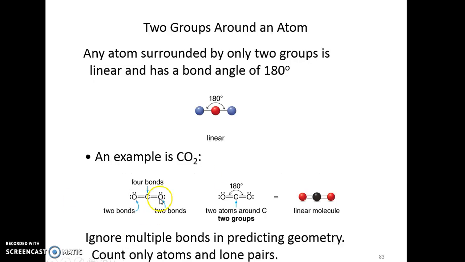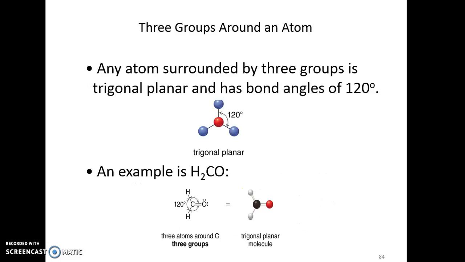Notice a double bond and a single bond both are one group apiece. If I look at oxygen here, just to show you, for example, how many groups are on it? Well, three, because it has 1, 2, 3 areas: 2 non-bonding pairs, and then a double bond. So that's 3 groups.